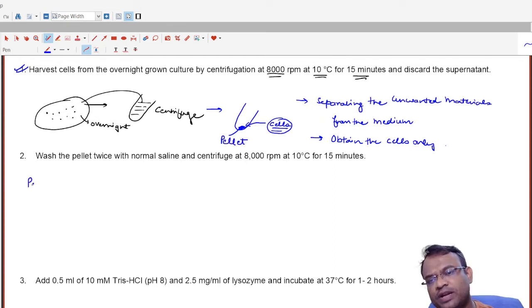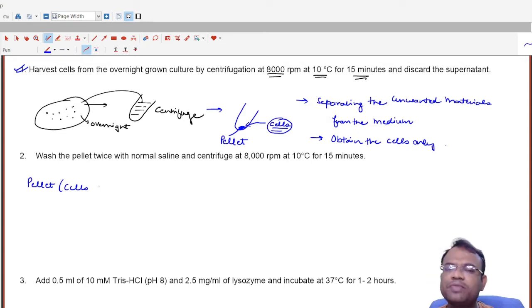The pellet basically comprises the cells, and there might be some other contaminants that still have not been removed by the centrifugation that was done. Still some unwanted or undesired materials or contaminants are present over here. So suppose that there is some contamination over here still.